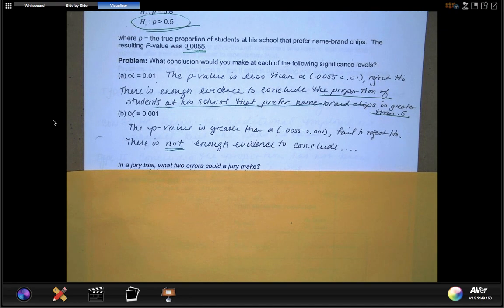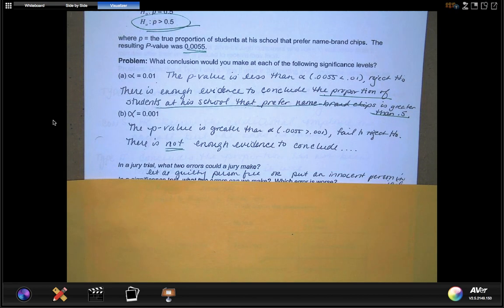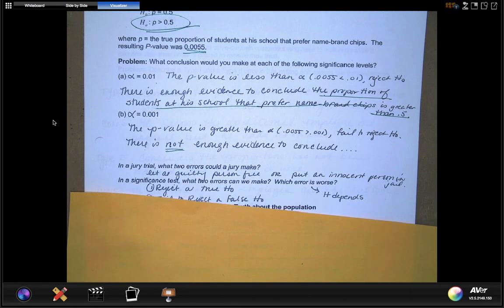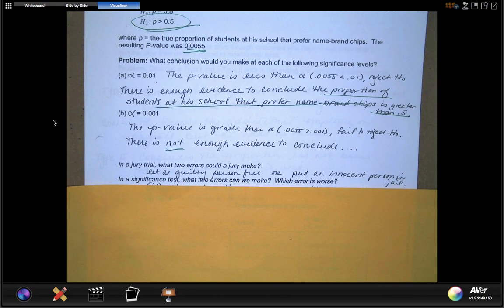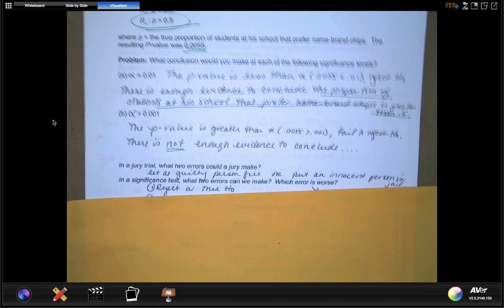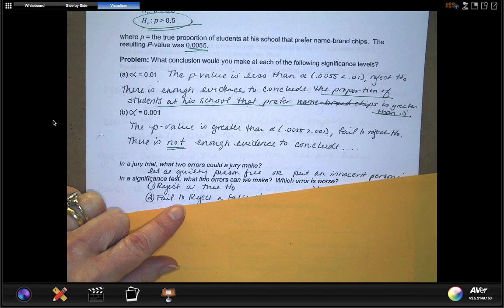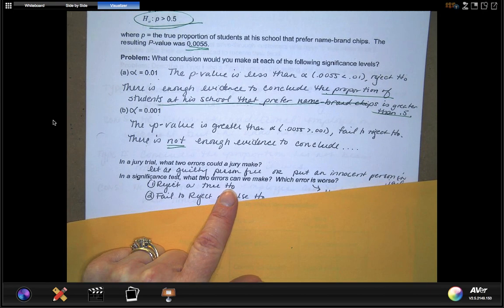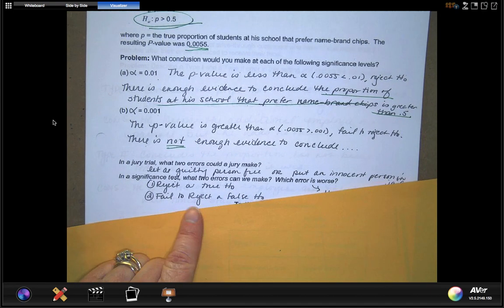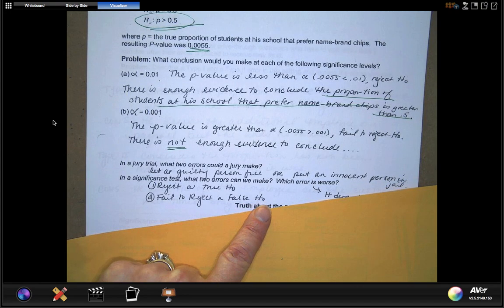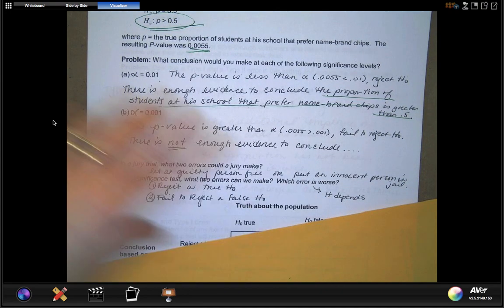All right, let's say we were at a jury trial. We could have two errors, right? We could let a guilty person free or put an innocent person in jail. So in a significance test, we can make two kinds of errors: a type 1 and a type 2 error. A type 1 is we reject a true null hypothesis. Type 2 is we fail to reject a false null hypothesis. Which error is worse? It really just depends.